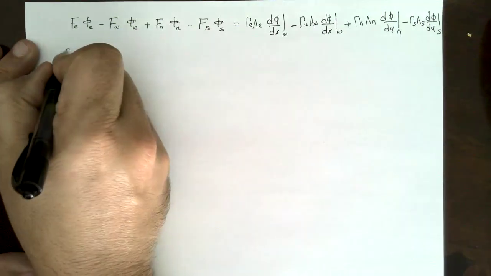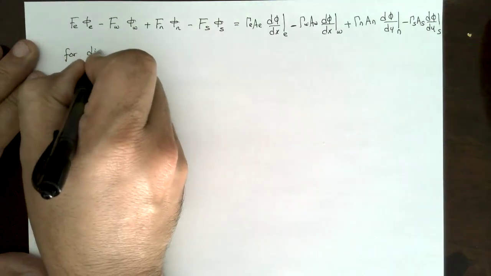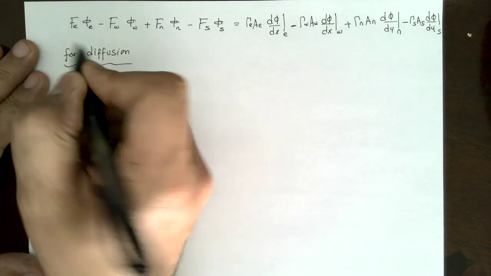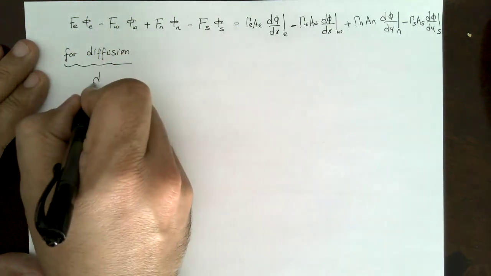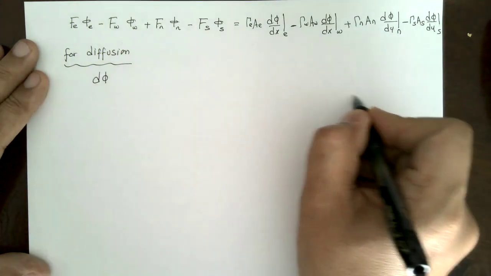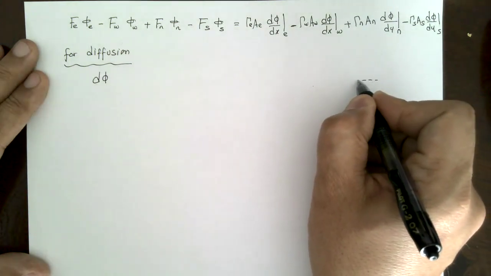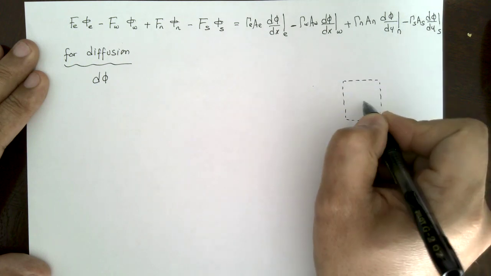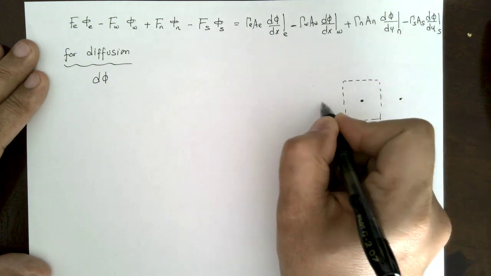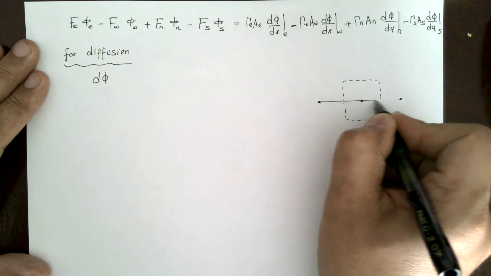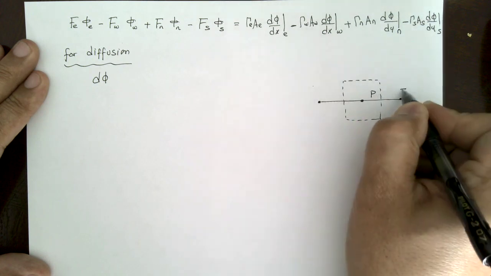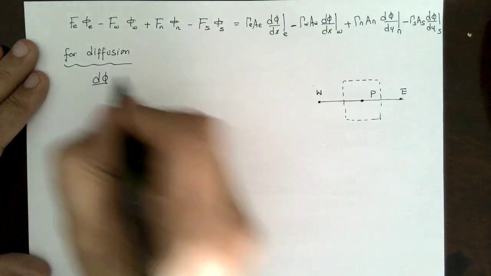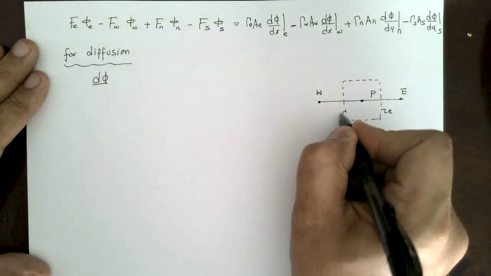For the diffusion terms, we always use the central differencing scheme, which means that d phi, let me draw again here, that's the cell face boundaries. There's one node, there's one node, there's one node. That's the P, that's the east, and that's the west. So we usually have, this is the east face here, and this is the west face, right?